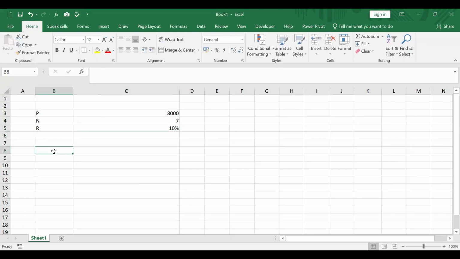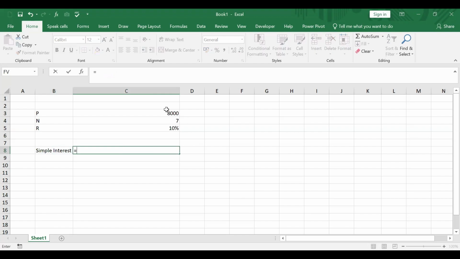Simple interest is the formula. The interest for the entire period is obtained by P N R, so P star N star R. R is already in percentage, so nothing needs to be changed.